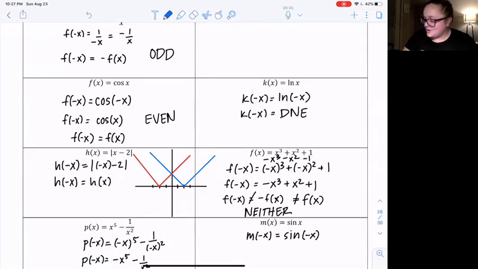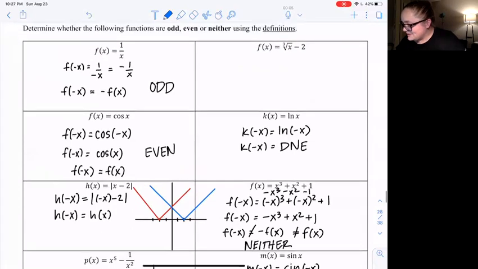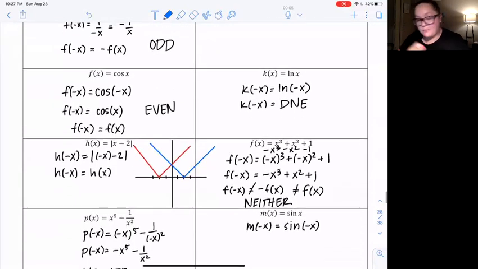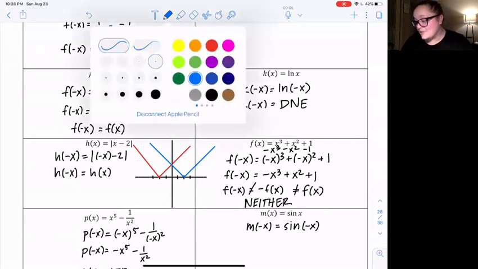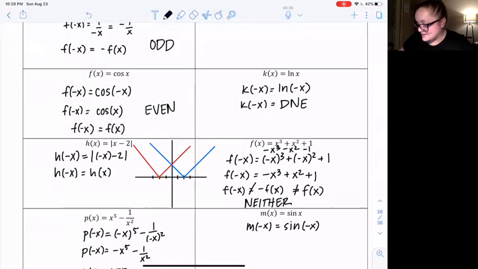Welcome back. Looks like I forgot a couple. So let's go through a couple of the ones that I have solved already. When we're looking at the natural log of x, the natural log of negative x actually does not exist. So this would be a case where this is neither as well.